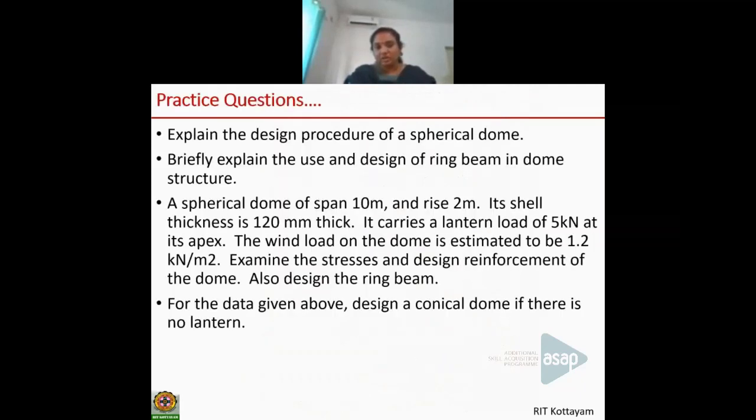I have also given some questions which are compiled from previous year question papers and also from other textbooks, so that these can be used as your practice problems and worked out. When it was Kerala University, MG University, like that, the design of a dome was a sure question. So you can expect a question either from the dome or from the circular slab design. That's what the normal pattern shows.